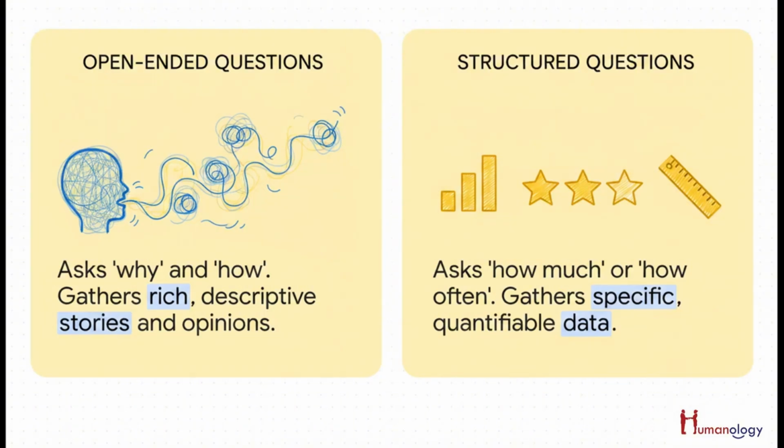And really, there are two main ways to go. On one side, you have open-ended questions. These are your why and how questions. To understand pet adoption, you could ask something like, tell me the story of how you chose your pet. You'll get these incredible, rich, descriptive stories. Then, on the other side, you have your structured questions. These ask how much or how often. Something like, on a scale of 1 to 5, how important was cost in your decision? These are perfect when you need specific, measurable data you can count.